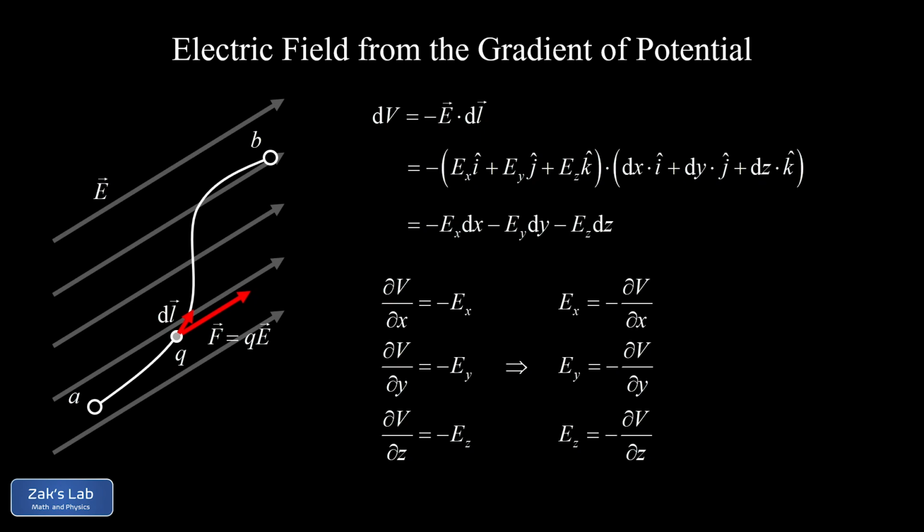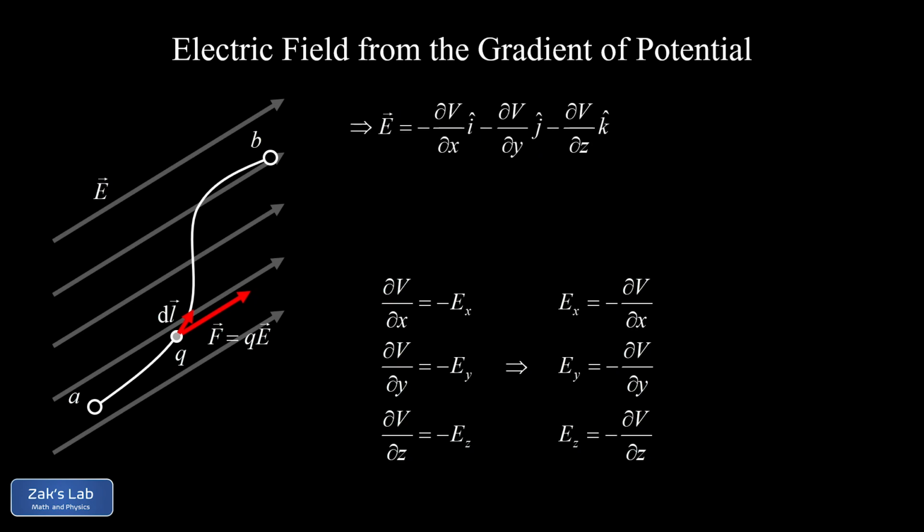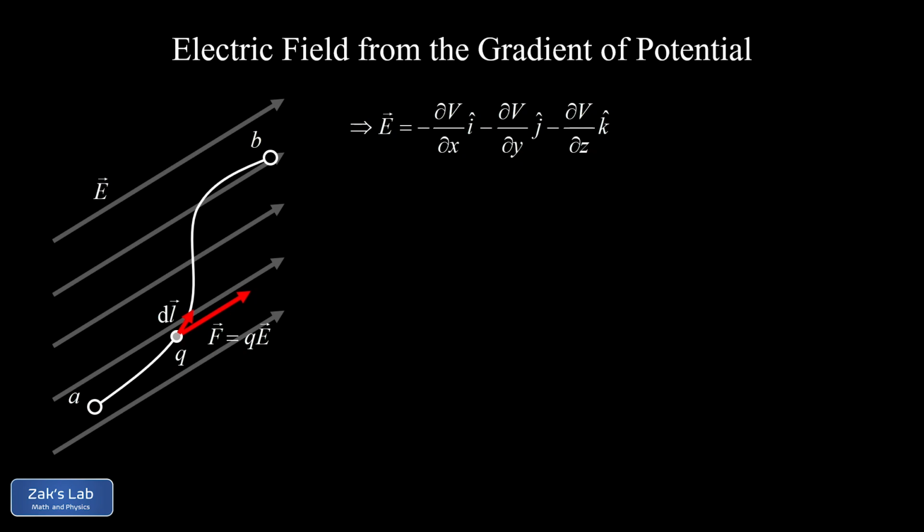Now, writing this all in vector form, we have that the electric field vector is given by the negative partial of V with respect to x times i hat, minus the partial of V with respect to y times j hat, minus the partial of V with respect to z times k hat. But there's actually a better name for this thing that comes from vector calculus. What we're looking at is the negative of the gradient of the potential function V. So that symbol, the little triangle with the arrow over the top, that's the gradient operator, and it means you take all of the partial derivatives of that potential function and multiply those partial derivatives by the corresponding unit vectors.